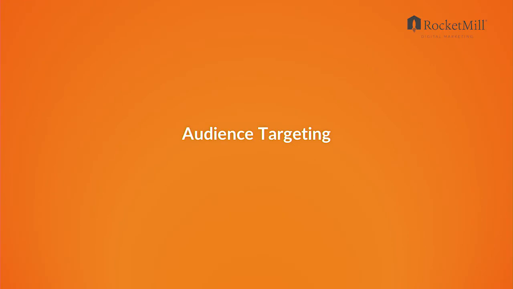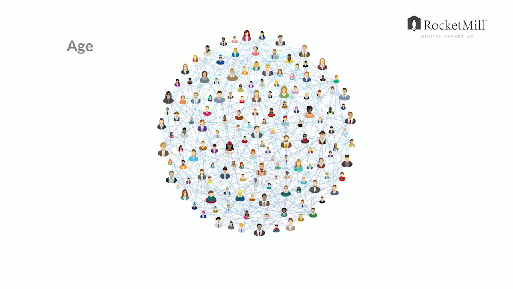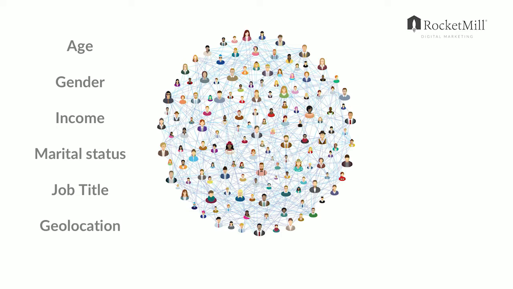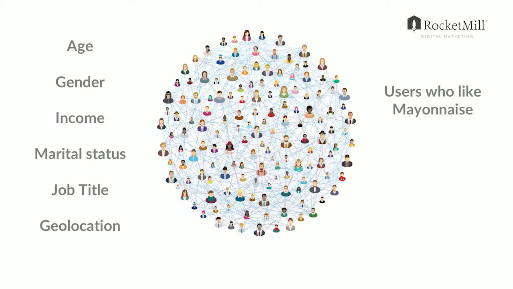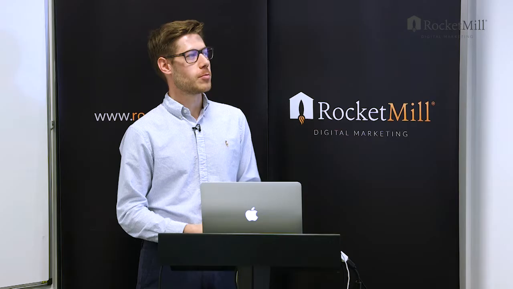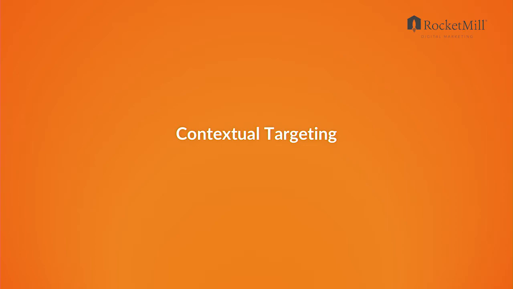The first way is audience targeting. Using DSPs or data management platforms like RocketMill, Bluekai, Bizzo, we can target people based on things like age, gender, income, marital status, job title, geolocation, etc. You can even get really specific. Some of the audiences that we've seen: users who like mayonnaise, users that want to buy lighting for their house. Both of those audiences might be really useful to specific companies. And the great thing about DSPs is that the audiences are already broken down into distinct groups, making it easy to target them.